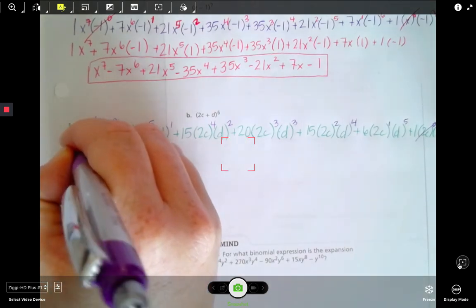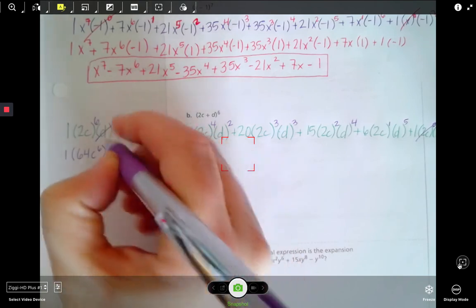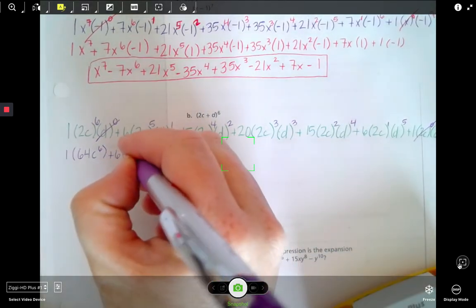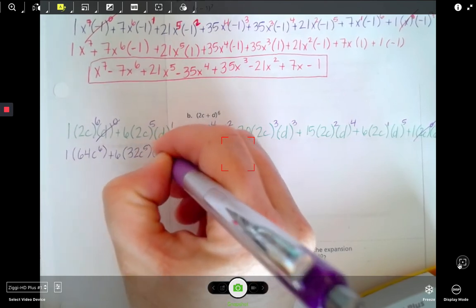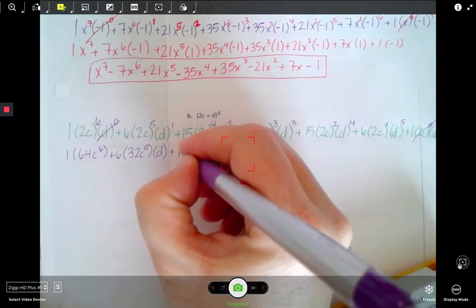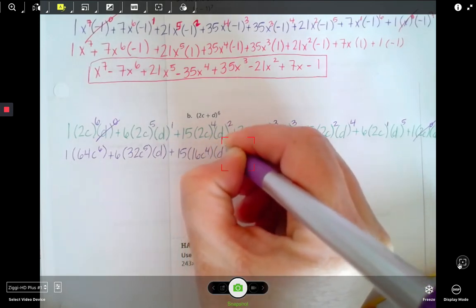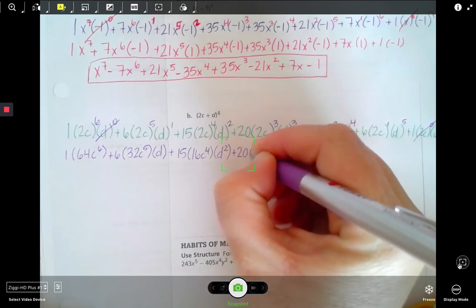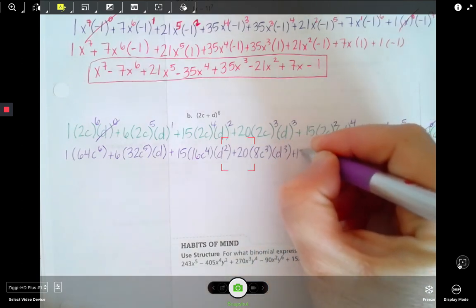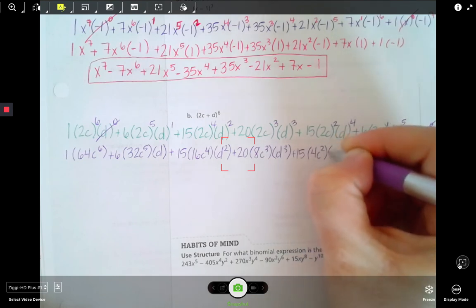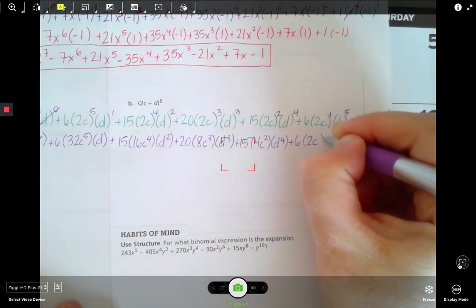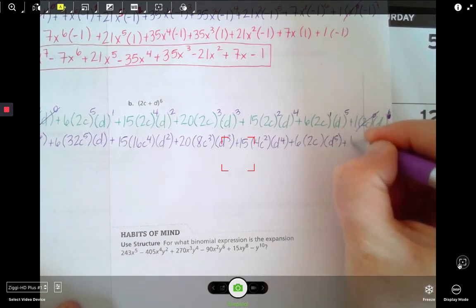So now I've got 1 times 64c to the 6th plus 6 times 32c to the 5th times d plus 15 times 16c to the 4th d squared plus 20 times 8c to the 3rd d to the 3rd plus 15 4c squared d to the 4th plus 6 2c times d to the 5th plus 1 times d to the 6th.